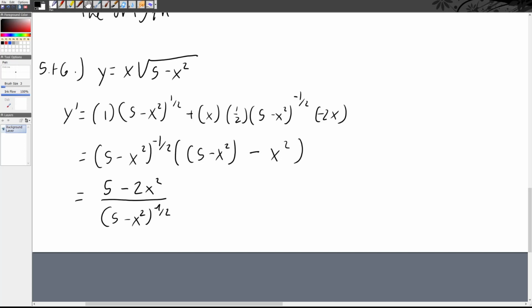So here we note that the denominator is only 0 on the boundary. So those give us 2 critical points that we can work with. To find the other critical points, we set the numerator equal to 0. We solve. So x is equal to plus or minus the square root of 5 over 2.